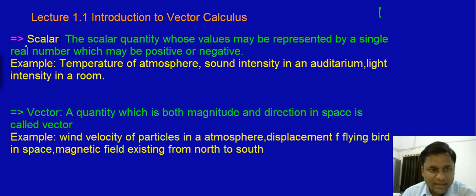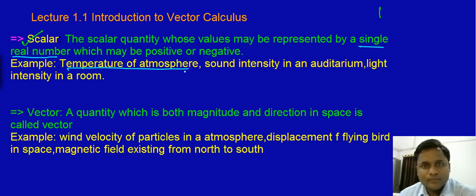So the term scalar, it is being represented here, which can be said that a scalar quantity is a quantity whose values may be represented by a single real number or a specific value which may be positive or negative. What is the significance of a single real number? What do you mean by single real number? That means it's having only the magnitude, but there is no direction that can be specified at any particular point in space. For example, we are taking an example of temperature of the atmosphere.